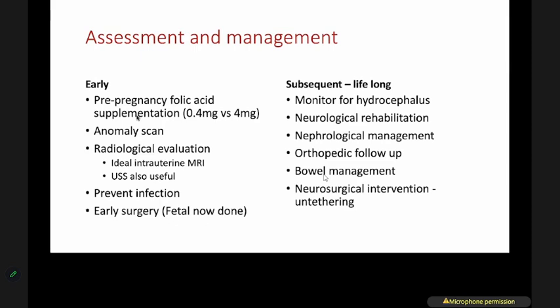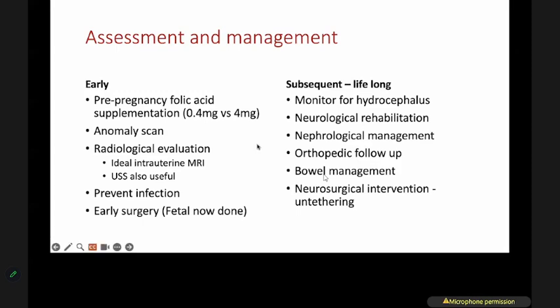And also, from the early time period, you try to prevent infection, which includes maternal ascending infection as well. So we try to avoid a chorionic infection because it exposes the ruptured tissue to infection and therefore meningitis. And how we can minimize the damage to these exposed surfaces would be by performing early surgery, right? So now there is scope to perform fetal surgery as well. Whether we do it, that's different. But yes, there are fetal surgeries being performed.